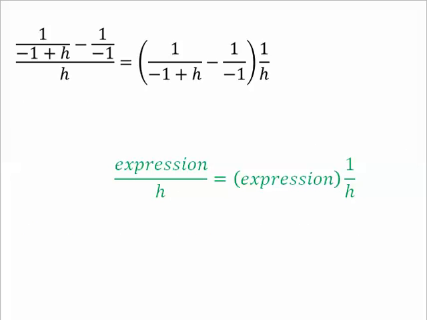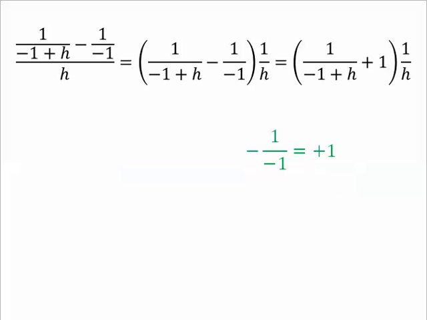So the first thing I would do is recognize that if you have an expression divided by h, that's the same as the expression times 1 over h. That's how I deal with a complex fraction. It's much easier to write it this way. Okay, so the next thing I'm going to do is just clean it up a little bit. I've got -1 over a -1. That's the same as +1.